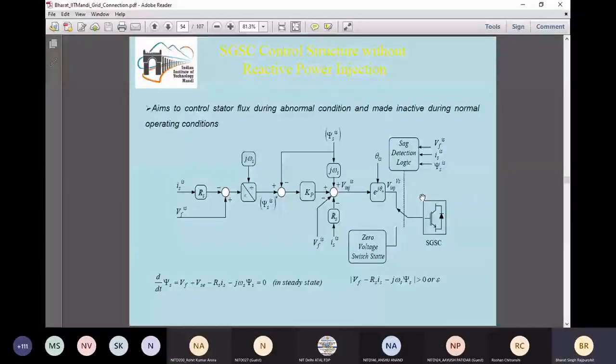Yes. So here, this particular control loop is for the series grid side converter control. In this case, a logic is utilized that whenever there is a fluctuation in the voltage at the grid side, a compensation can be provided from the series grid side converter, and otherwise it is just going to act as a short circuit, and no voltage is injected. So this is how a series grid side converter can be utilized during abnormal conditions to improve the performance of the doubly fed induction generator. Next slide, please.